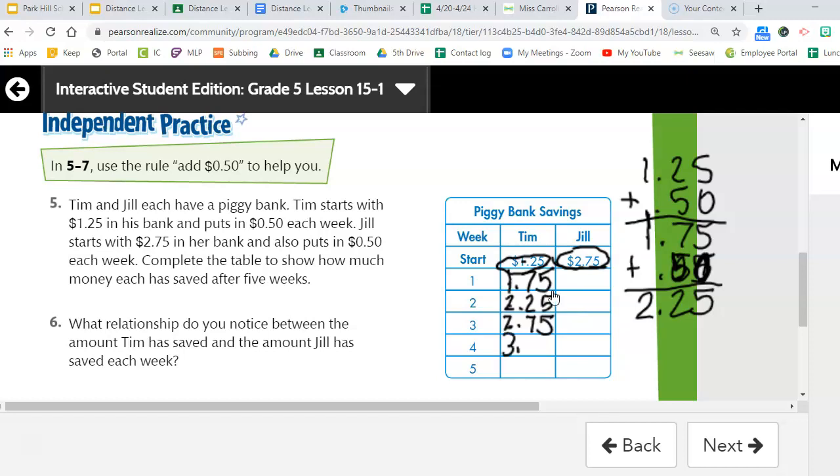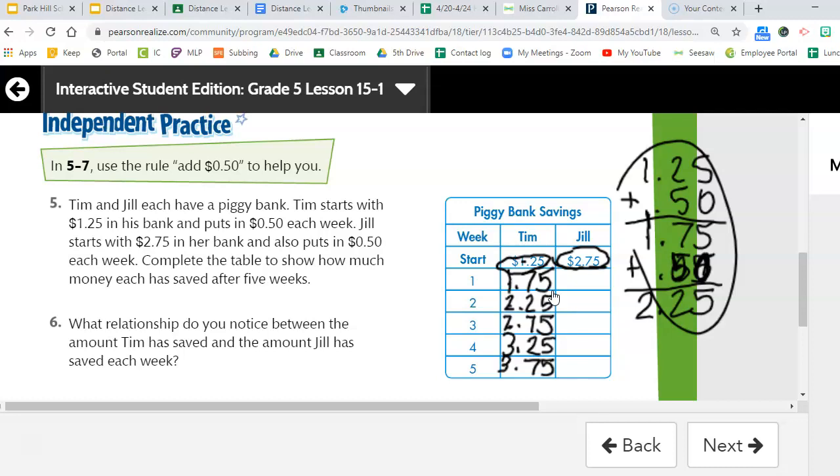And it went 25, 75, 25, 75, so this one means it's going to be 25 again. And then my last one would be $3.75. You could go ahead and keep adding them up, though, if you wanted to. There's nothing wrong with that.